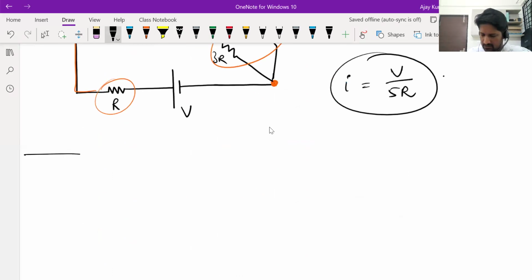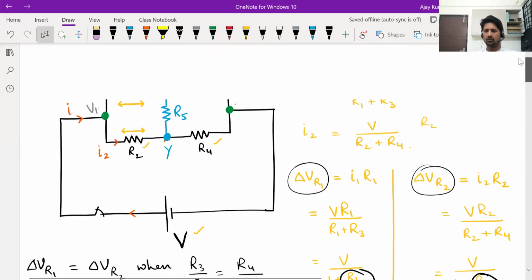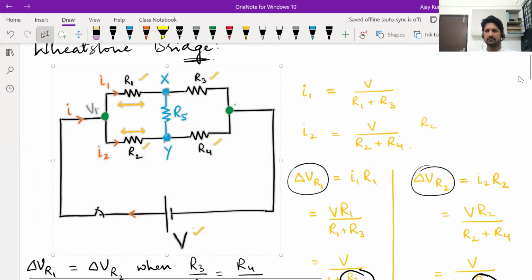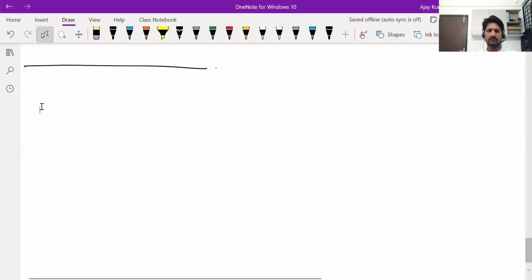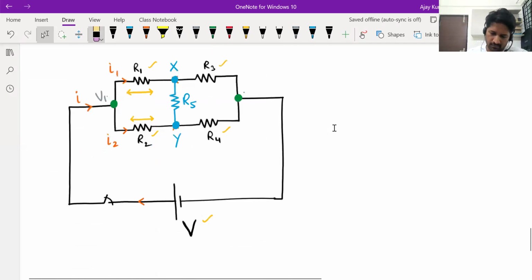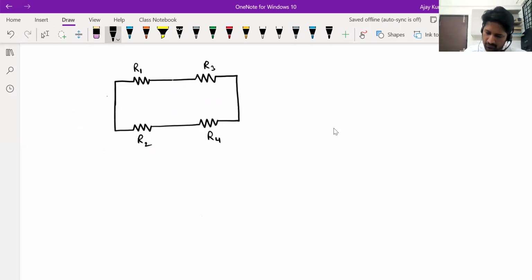Fine. Let us now discuss what to do if the Wheatstone bridge has 5 resistors, no 2 in parallel, no 2 in series, and it's not even balanced. Just a moment, I'll clear all this. Okay, suppose you are given a network like this, 5 resistors, obviously, and you have to find out the effective resistance.